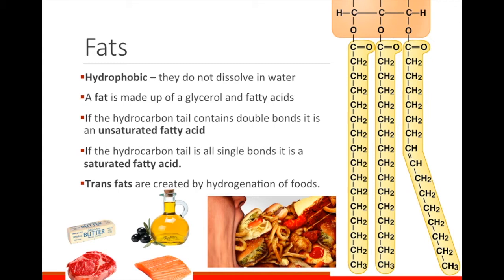This makes the chains straight, and they tend to stack together very closely. Most saturated fats tend to be solid at room temperature. Think of things like butter.